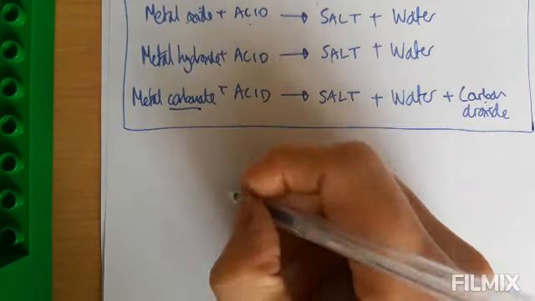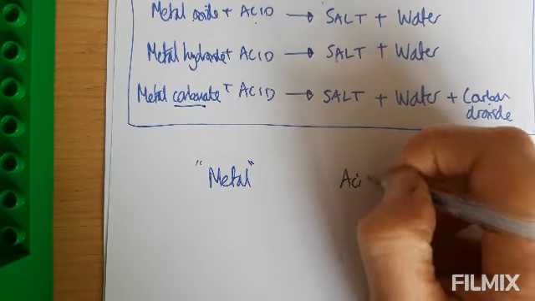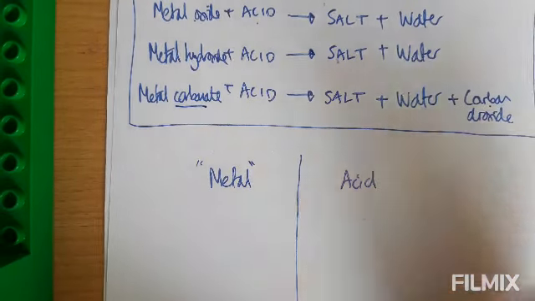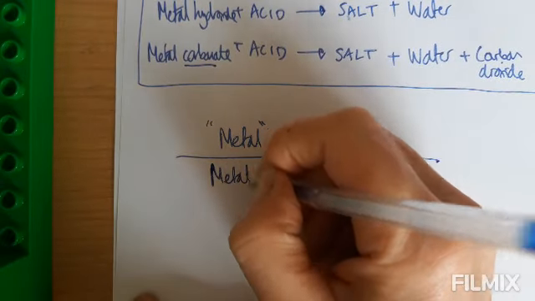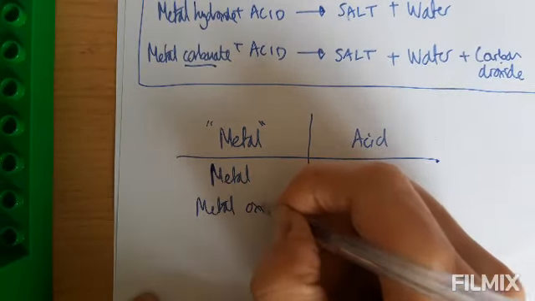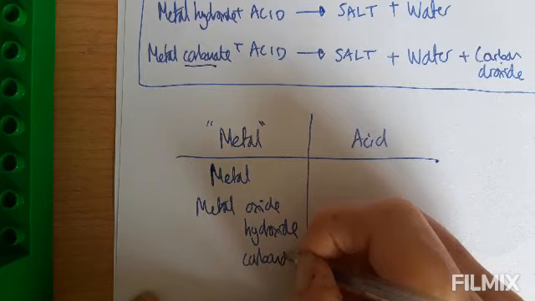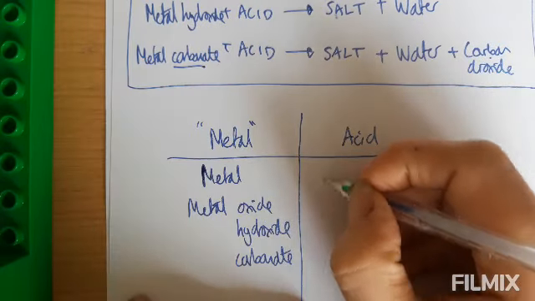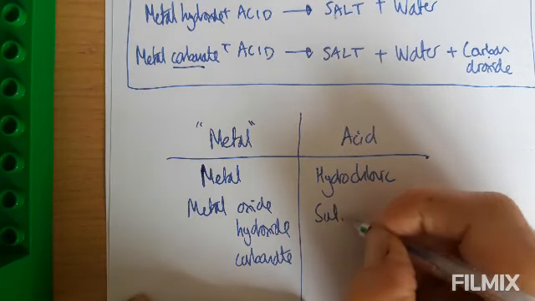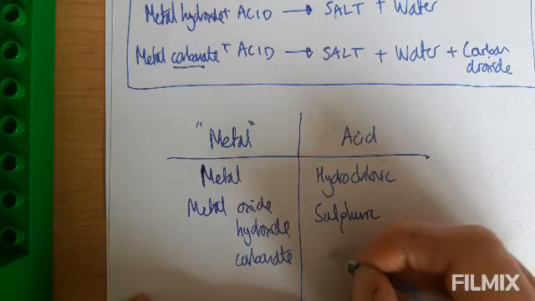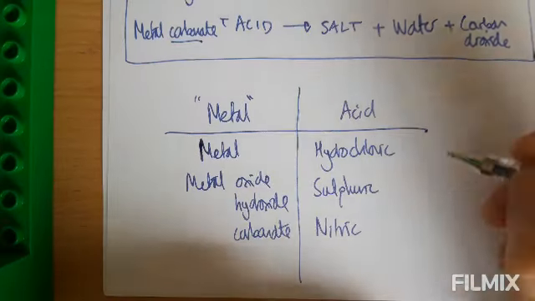Okay, the other bit about making salts from last time is if you take something from the metal cupboard and something from the acid cupboard. Well, we know in the metal cupboard we've got metal, metal oxide, metal hydroxide, metal carbonate. And in the acid cupboard we've got hydrochloric acid, sulfuric acid, nitric acid. I put phosphoric in last time but I didn't use it.